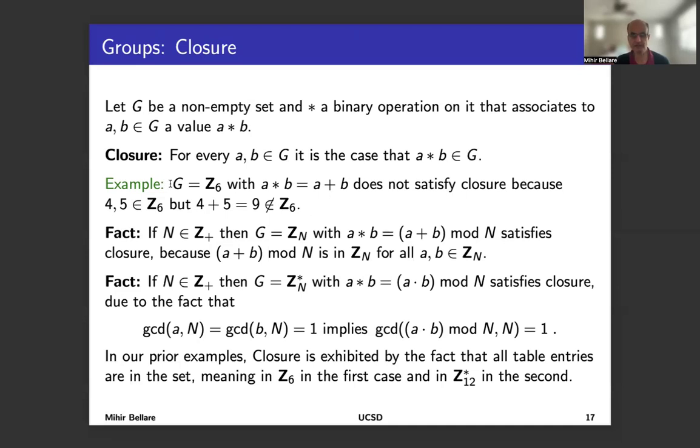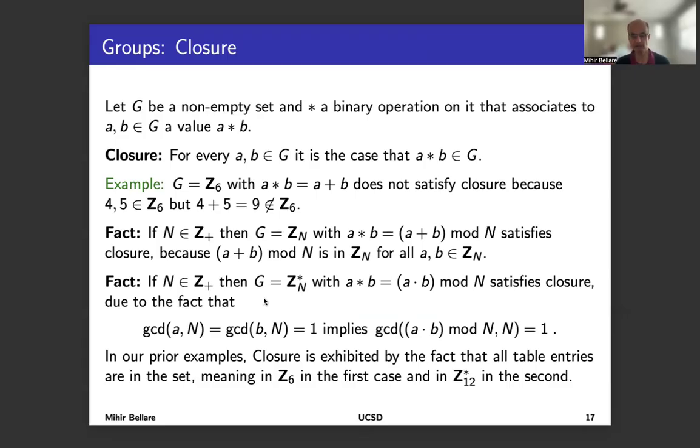For example, suppose I set this set to Z6, and I define the operation to be regular integer addition. Well, then there isn't closure. 4 and 5 are in Z6, but their sum is 9, and 9 is not in Z6. I can fix that by taking not just plain addition, but doing a mod n at the end of it. And since anything mod n is between 0 and n minus 1, it's clear that under this operation, the set Zn is indeed closed. That verifies the first group property, closure, for our first example, what we call the additive group.